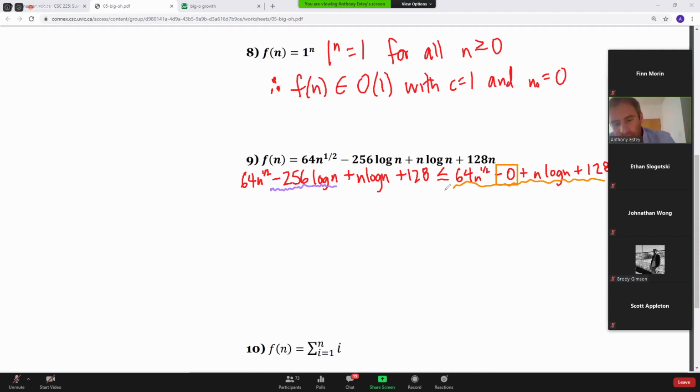And then the rest, we need to think about how these n terms compare. How does n to the 1/2 compare to n log n compared to, I guess, n? Oh, sorry, is there 128 n? Oh, sorry, there should be n there. So how do these n terms compare to one another? That was just a mistake. Sorry, David. Good catch.